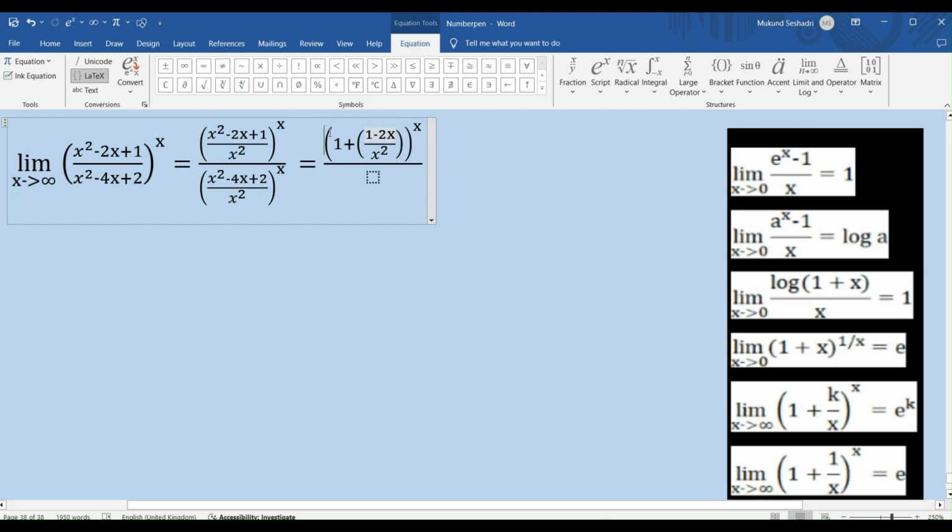And when I rewrite the denominator in a very similar way, what do I get? And there we have our expression. Let's take a minute to see if we have done everything right. So the numerator is 1 plus 1 minus 2x divided by x square, the whole power x, and the denominator is 1 plus 2 minus 4x divided by x square, the whole power x.